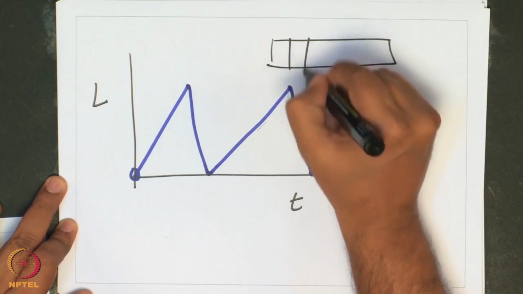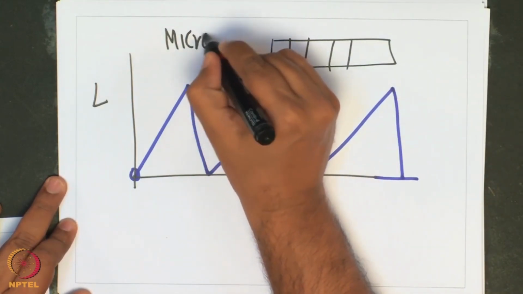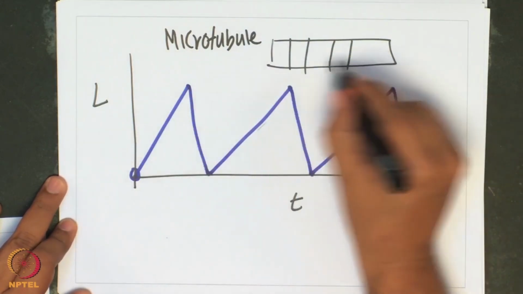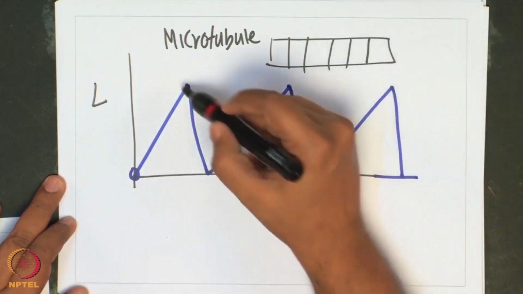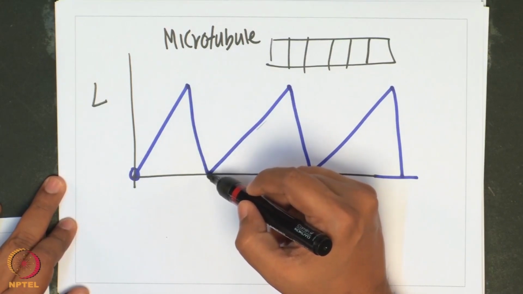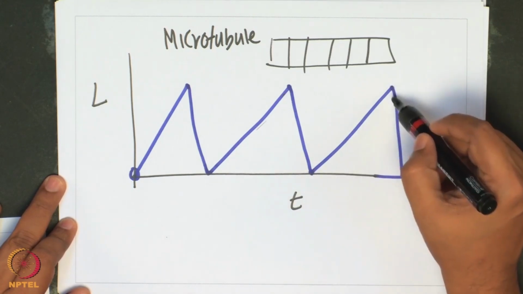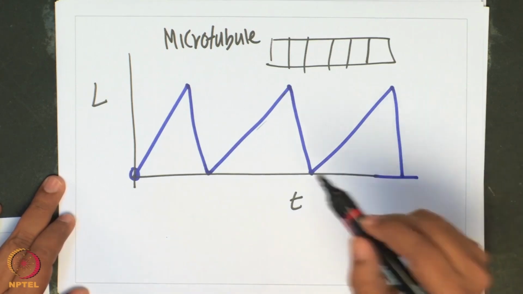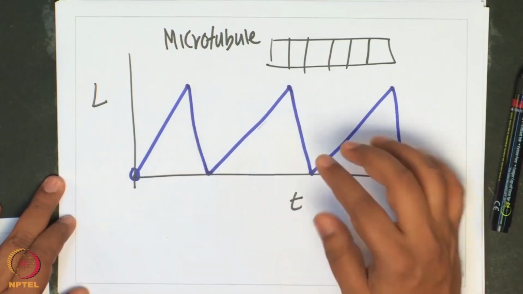It doesn't matter about the details, even if you don't know the phenomenology of microtubules, just understand that a microtubule is a polymer. Its length increases with time. It polymerizes. Suddenly it starts depolymerizing and shrinks. Then it again polymerizes. Sudden depolymerization. Polymerizes. Depolymerizes. So when I say slow growth and sudden depolymerization, what do I mean?